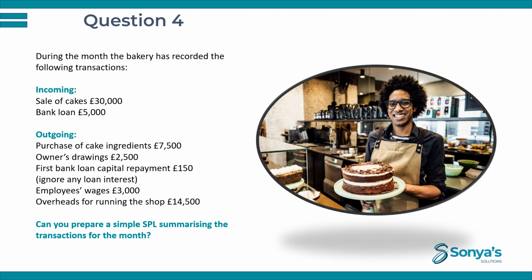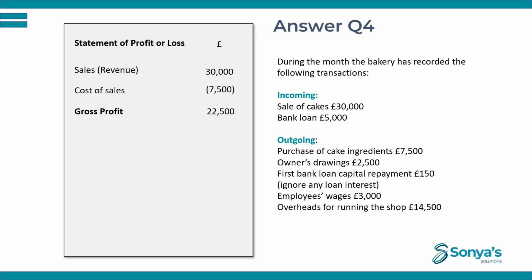Pause the video, read the question and press play when you're ready to review the answer. To calculate gross profit, we deduct the cost of the ingredients for making the cakes from the revenue earned from the cakes we've sold. We ignore the bank loan as it's not a profit-making activity. To calculate net profit, we deduct the shop's overheads and employees' wages and salaries. We ignore the owner's drawings and the loan capital repayment as they are not business expenses.